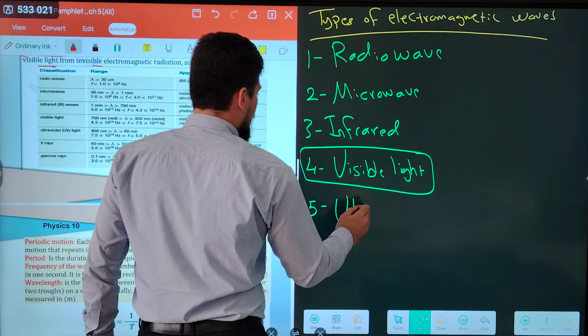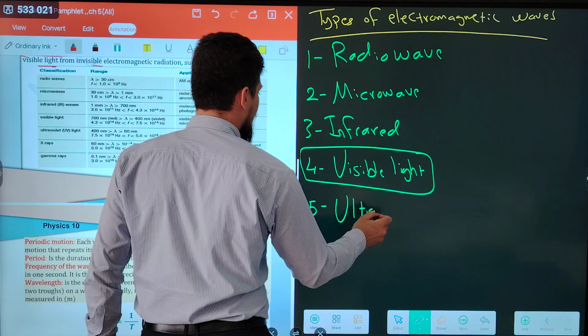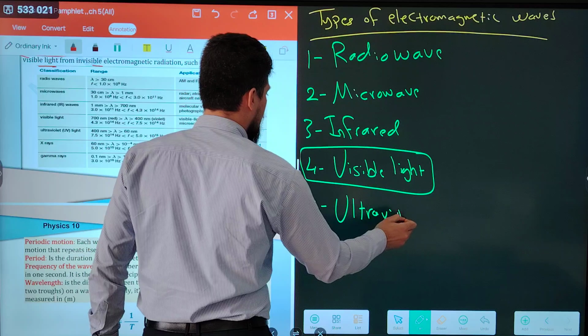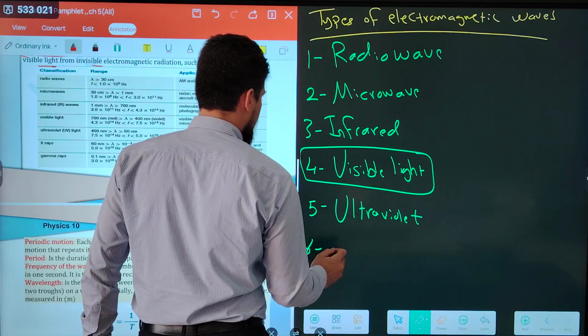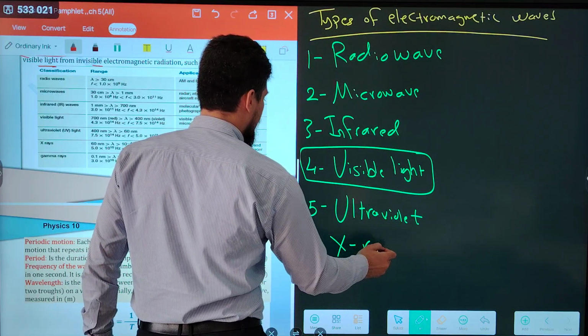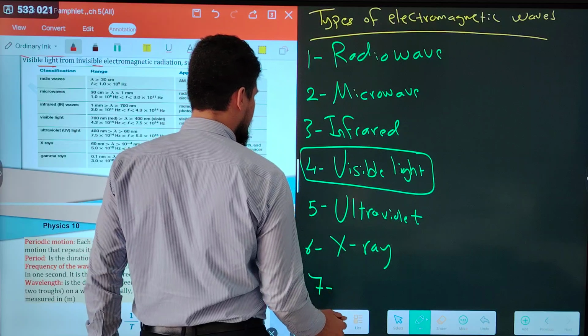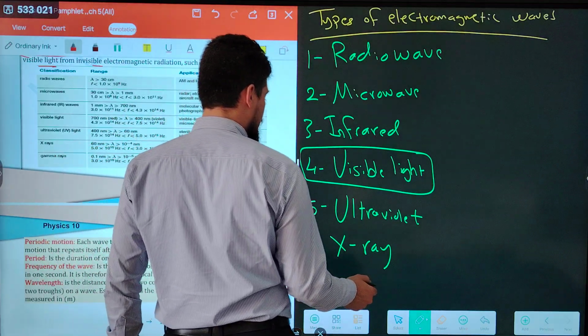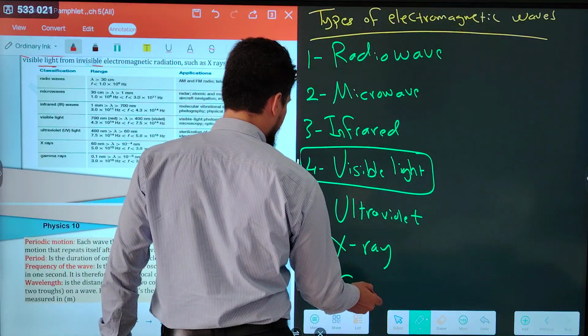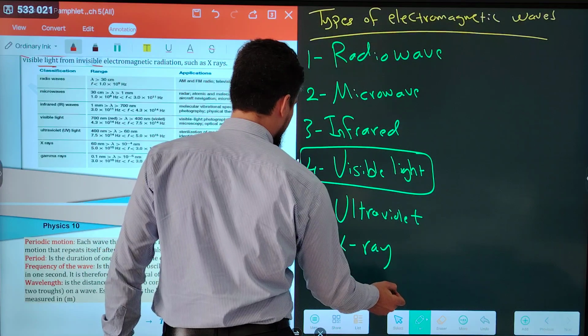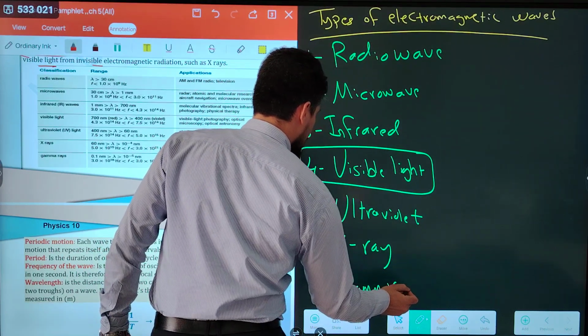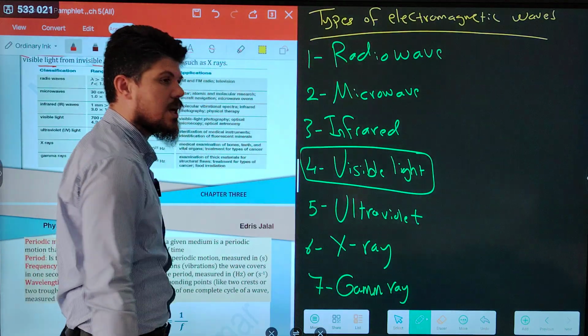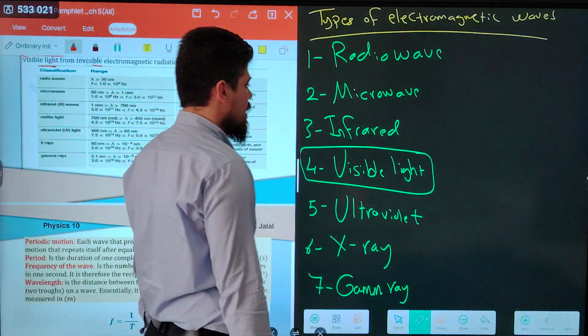Number 5, ultraviolet. Number 6, X-ray. The last one, what is the last type of electromagnetic wave? The last one is gamma ray. So we have 7 different types of electromagnetic wave.